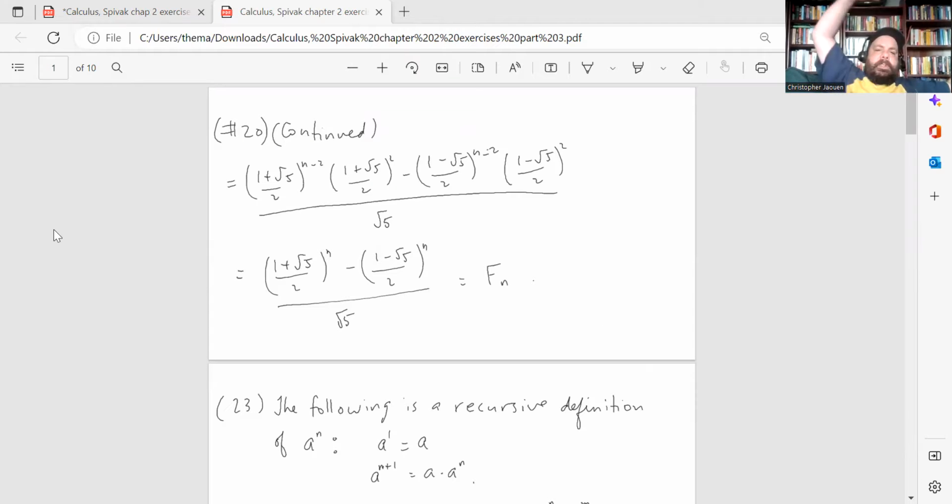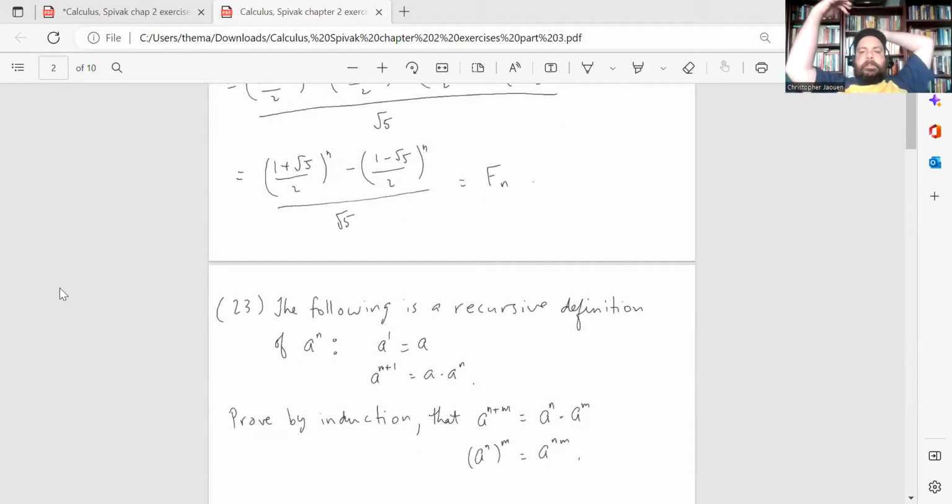I had to continue this on another Jamboard, which is what I was using to write these things down. So continued, you get this, and then when you simplify these two things, you get ((1 + √5)/2)^n, and so on. And that's the nth Fibonacci number. So that shows that it follows from mathematical induction.